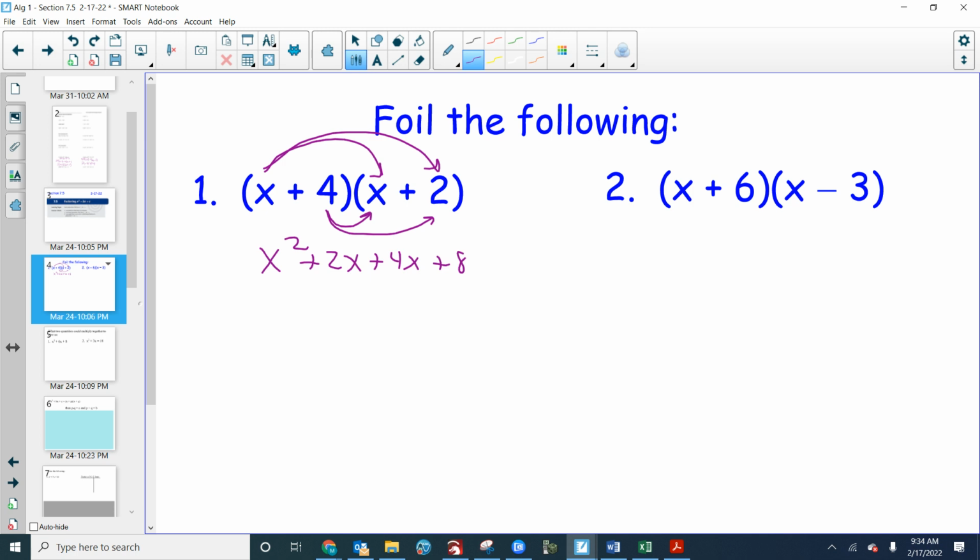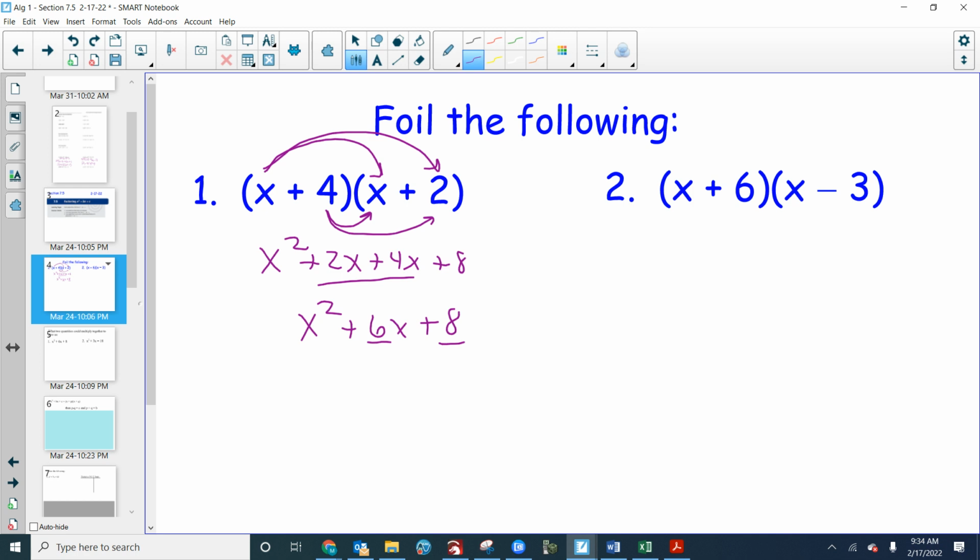So what do we got? What do we do now? There's a good chance the middle terms are going to combine. So what do we got? Plus 8. Okay. Good. Now, I just want to show you something, and we'll talk about this later in a second. What's 4 times 2? What's 4 plus 2? Okay? Just remember that.